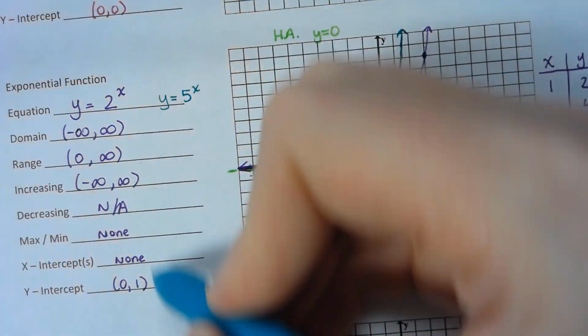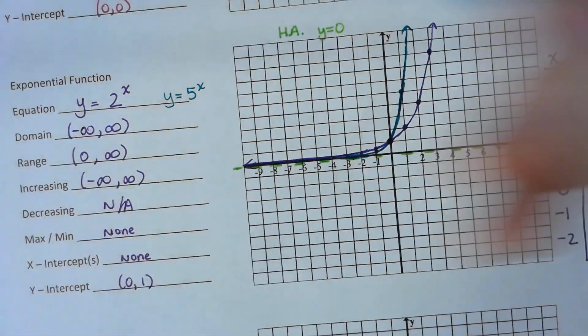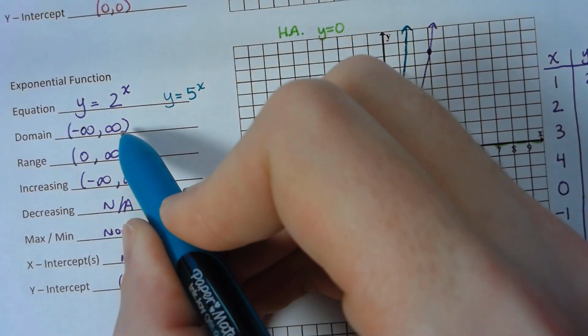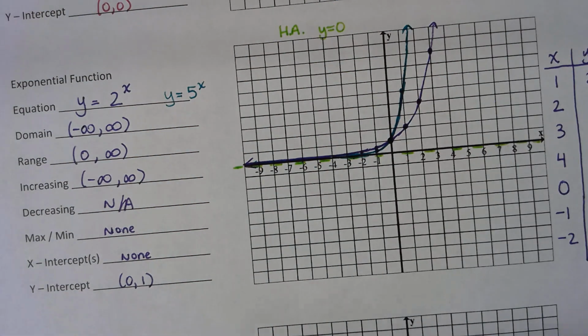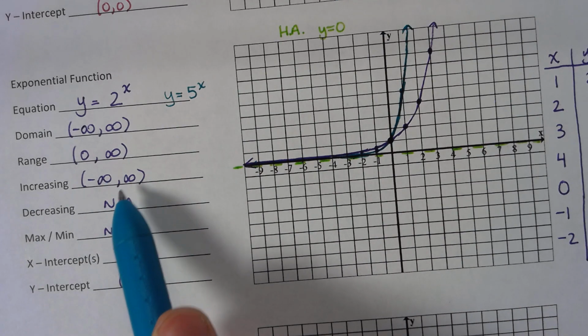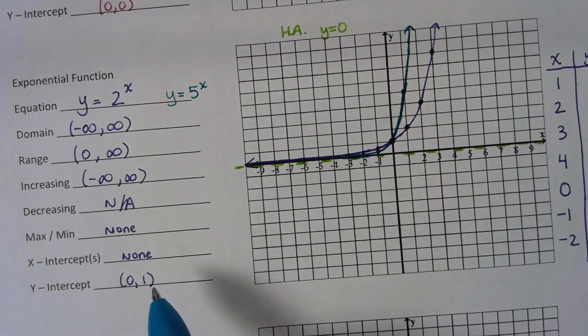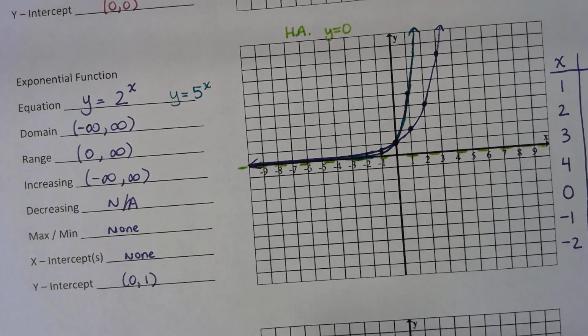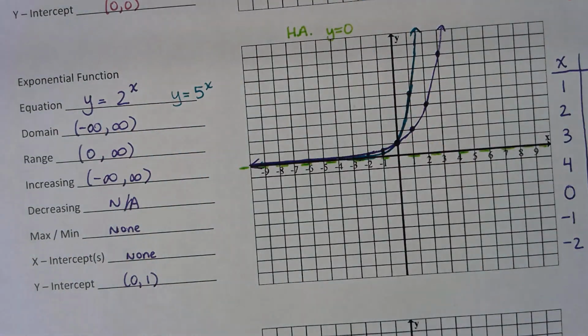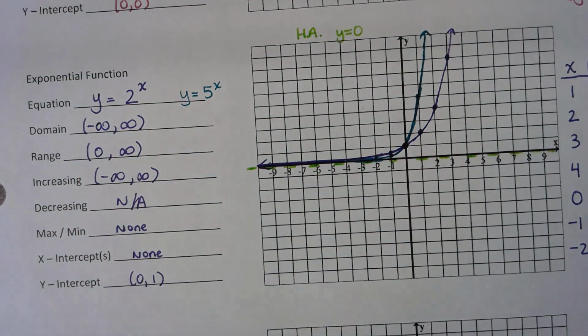But all of this other stuff down here that we listed is the same, right? The domain of 5 to the x is still all reals. The range is still 0 to infinity. It still increases everywhere and never decreases. No maxes or mins. No x-intercepts. Y-intercept is still at (0, 1). Alright, so there are 2 examples, and again, you could change this base to be whatever you wanted. However, the most common one we'll probably see is 2 to the x. I may throw some at you from MathXL that have different bases, but that's the basic premise.